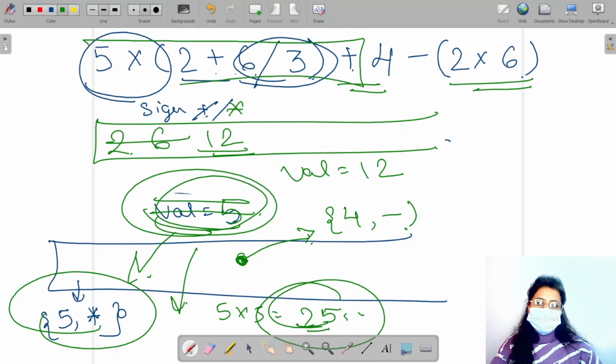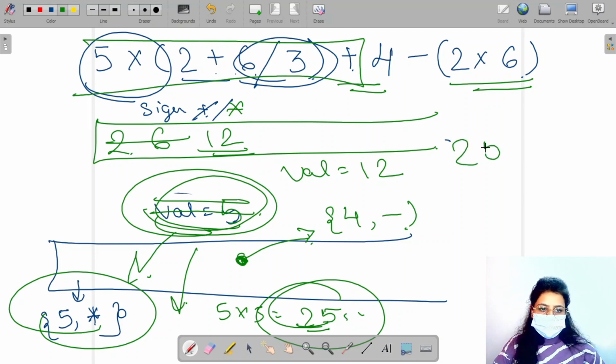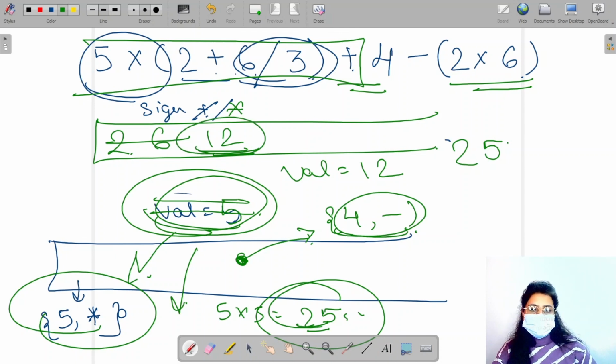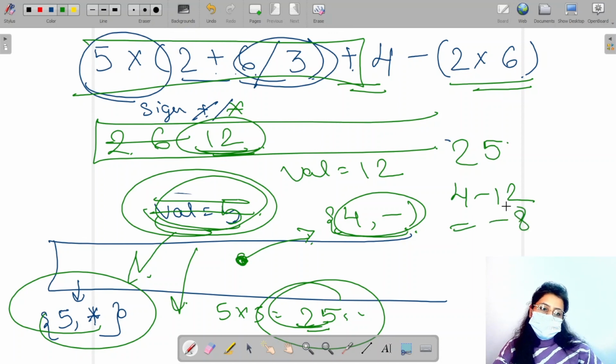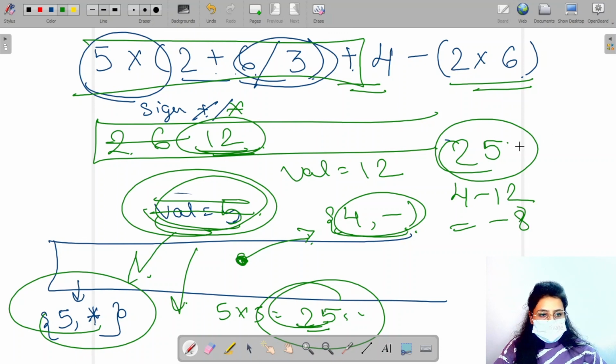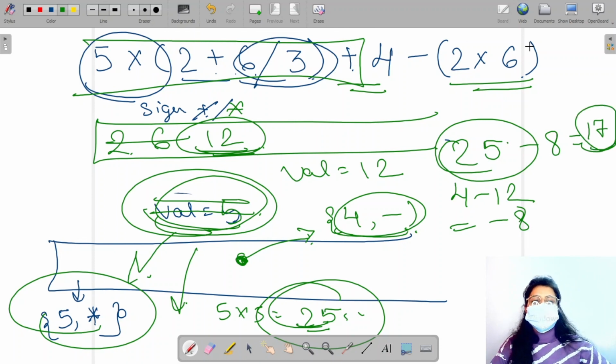This one is sorted, gave 25. Then this one will first sort with 12, which will give 4 minus 12, which is -8. After that, it will get added to this one. 25 minus 8 will give 17. 17 will be our answer for this equation.